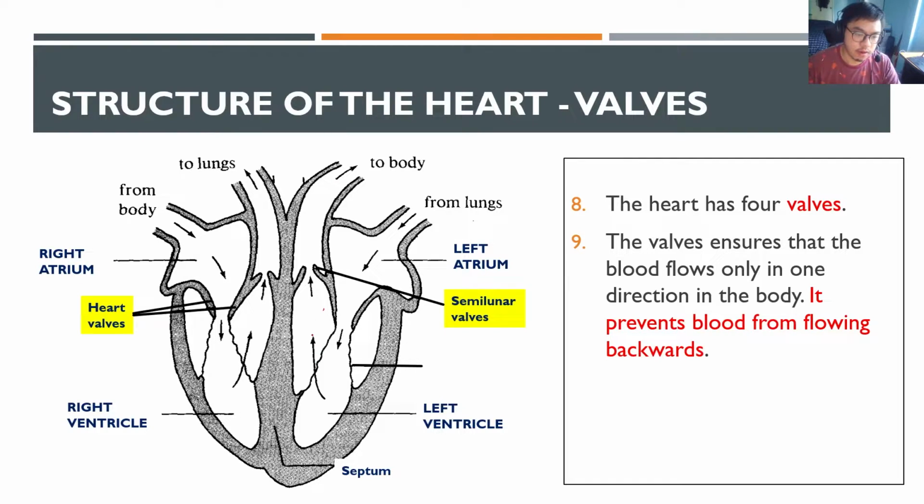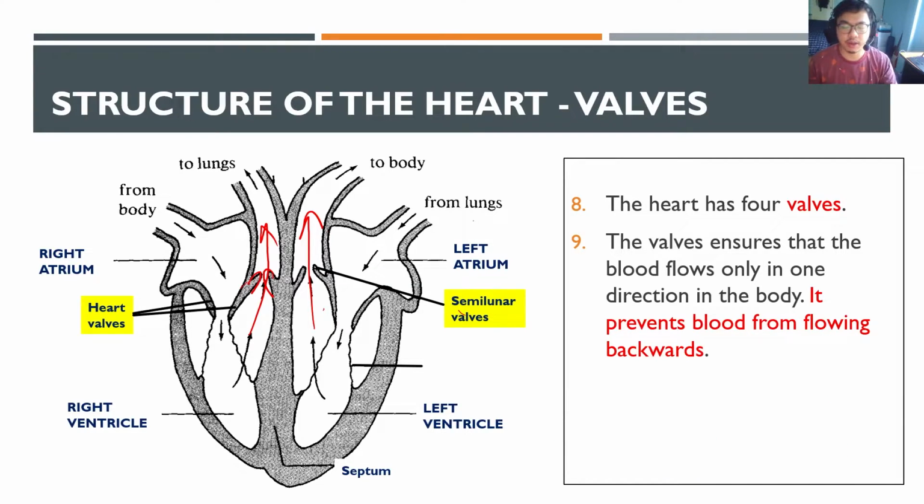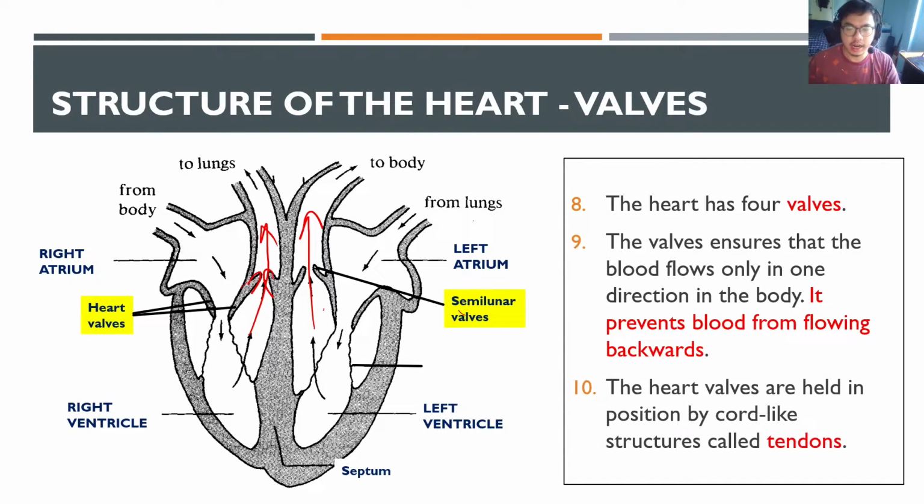So the blood from the left ventricle only flows in one direction through the semilunar valves, and the blood from the right ventricle flows in one direction only through the heart valves. Okay, so it doesn't flow backwards. If it flows backwards, then you're going to have a lot of problems. The heart valves are held in position by cord-like structures called tendons. So there's a tendon here, and then another tendon here.